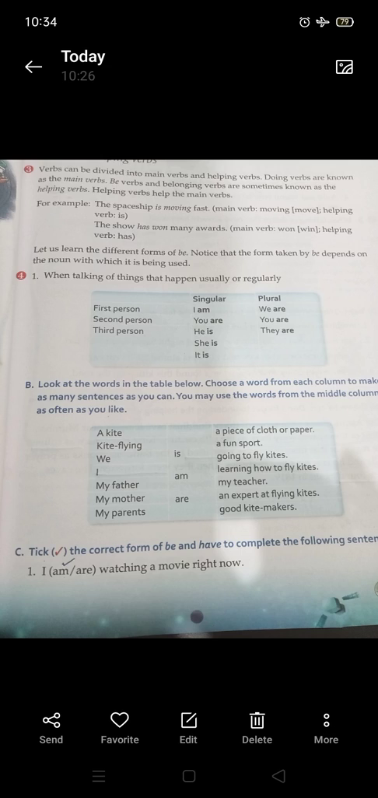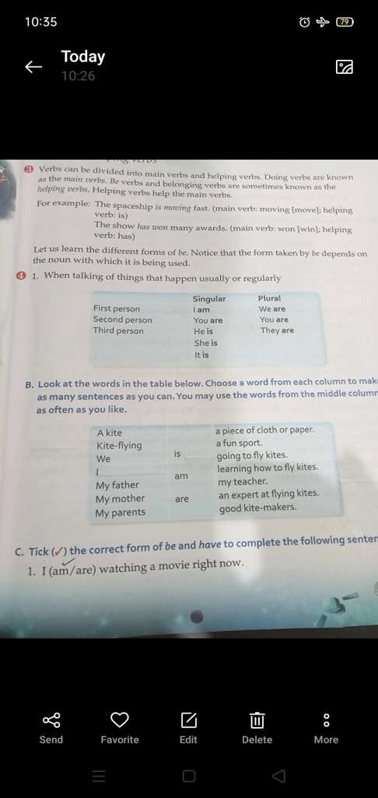The space is moving fast. Here the verb moving is the main verb, and is is the helping verb. The show has won many awards. Has is the helping verb and won is the main verb. That's one.